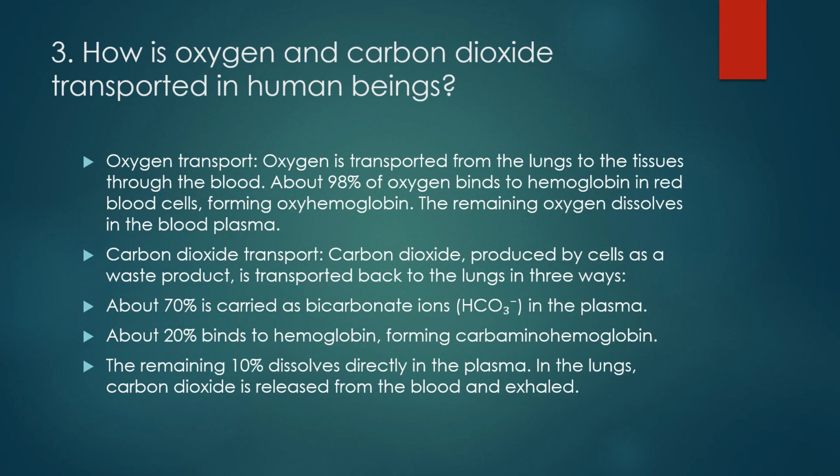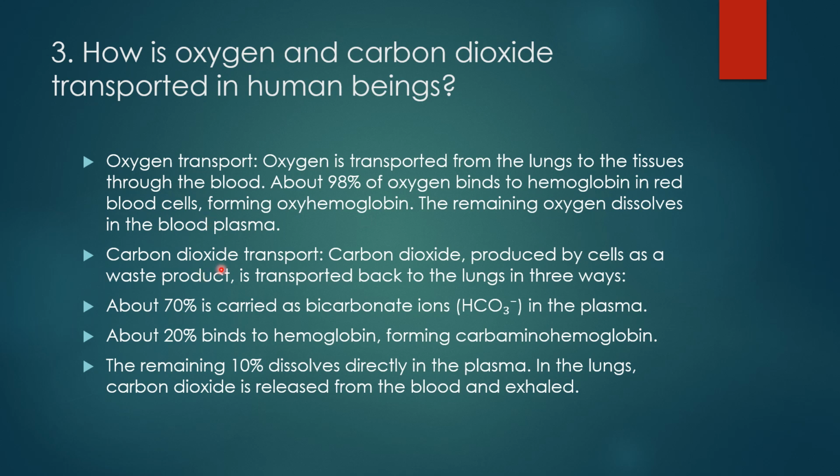Next is the third question. How are oxygen and carbon dioxide transported in human beings? Oxygen is transported from the lungs to the tissues through the blood. About 98% of the oxygen binds to hemoglobin in red blood cells, forming oxyhemoglobin, and the remaining oxygen dissolves in the blood plasma.